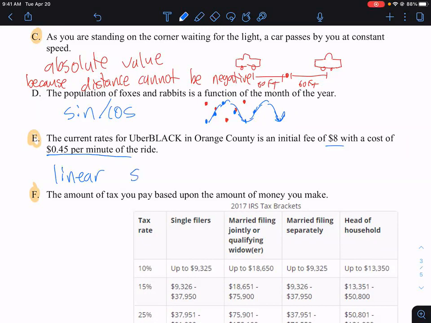Again, some of you may have put step. So again, in that case, I guess it depends. If you take it for half a minute, do they charge you the full minute or do they charge you only half of the minute, right? So I actually don't know the way the app works. So I guess, again, either one would be acceptable.